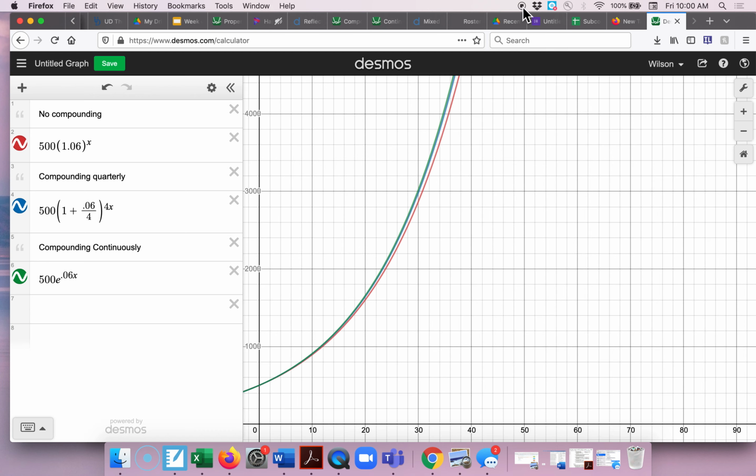Hope this was helpful. This little visual is meant to demonstrate that they are all approximately the same, but just with subtle differences.